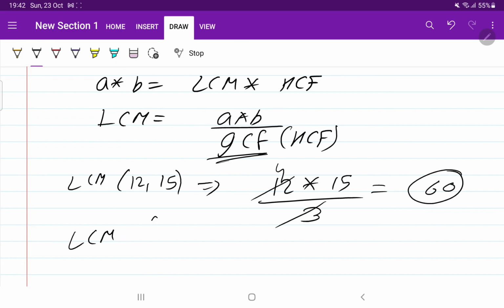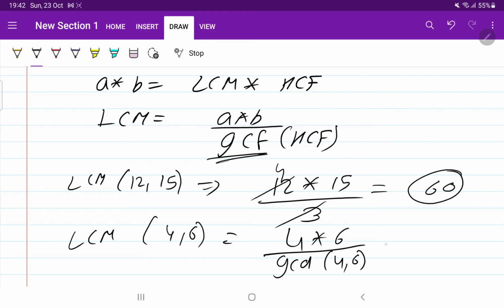If I ask you to find the LCM of 4 and 6, what will you do? You will multiply the numbers. And what is the GCD of 4 and 6? You are going to say the GCD of 4 and 6 is 2. So it is going to be 12. And yes, 12 is the LCM of 4 and 6. So this is the optimized approach.